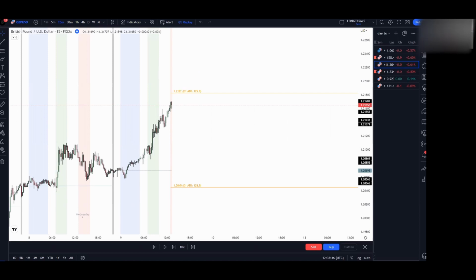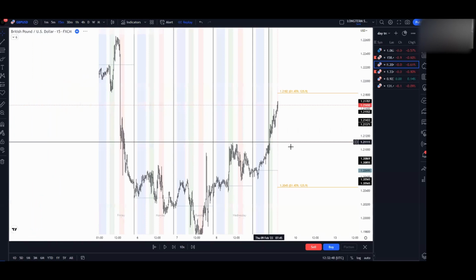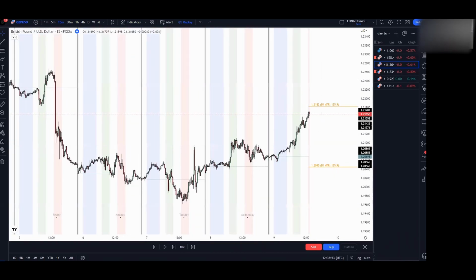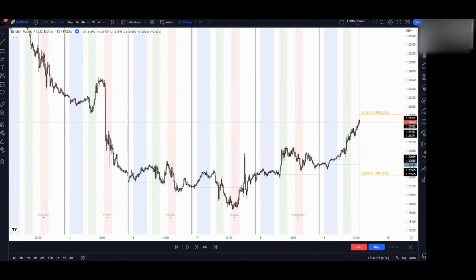Now, you can use this in so many different ways. Let me just move this to the side. You can have a look to the left-hand side, and as you can see here, we have an area of resistance. Just in line with that, we have an area of resistance. Realistically, coming up to this area, that could increase the chances that we're going to see a short position.